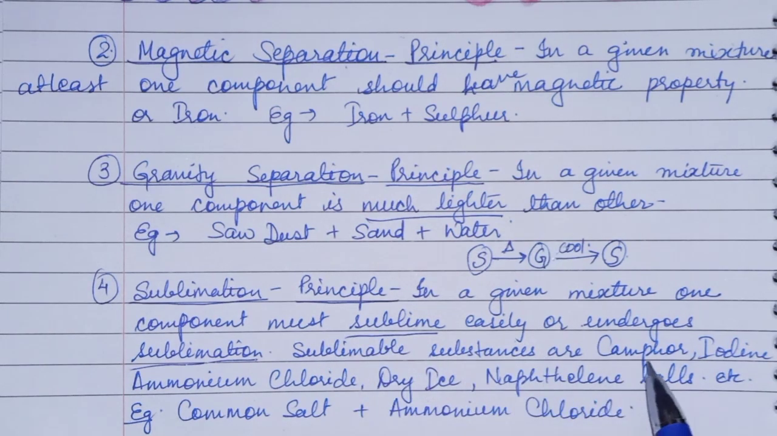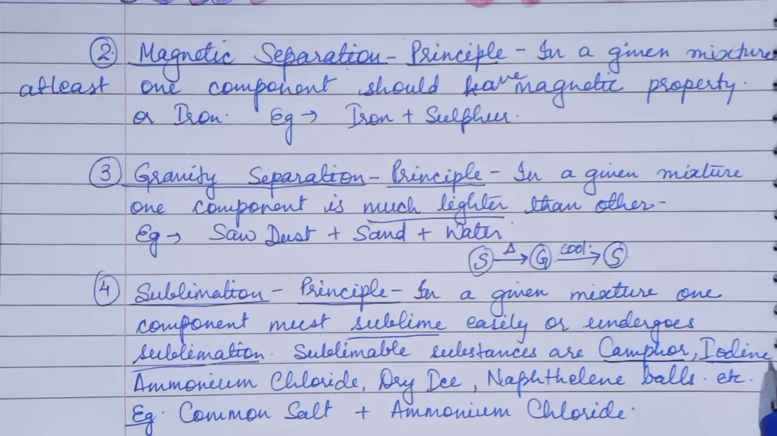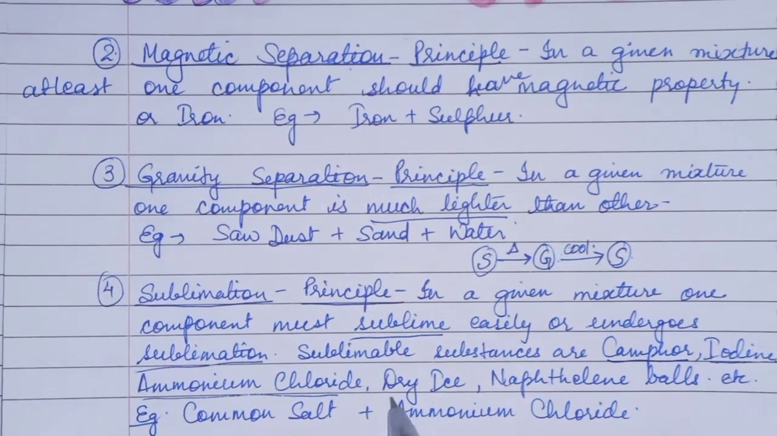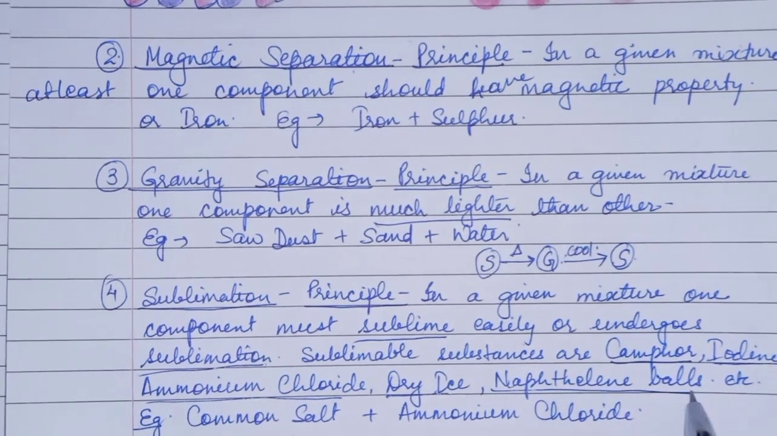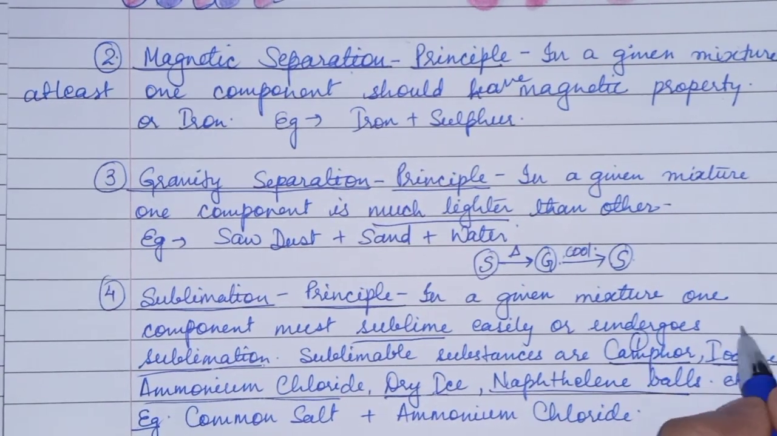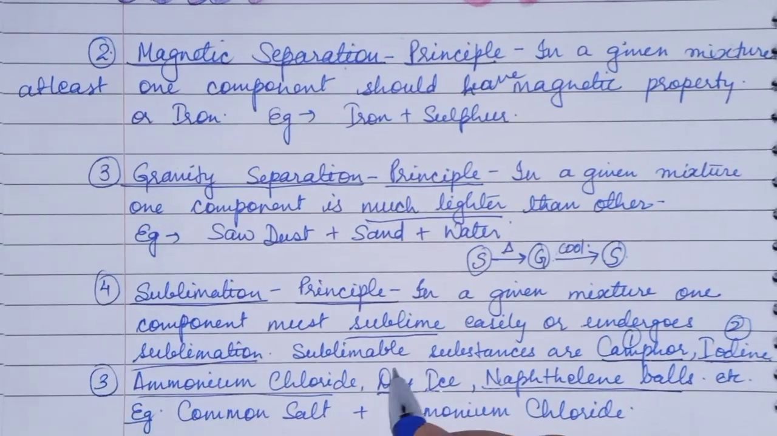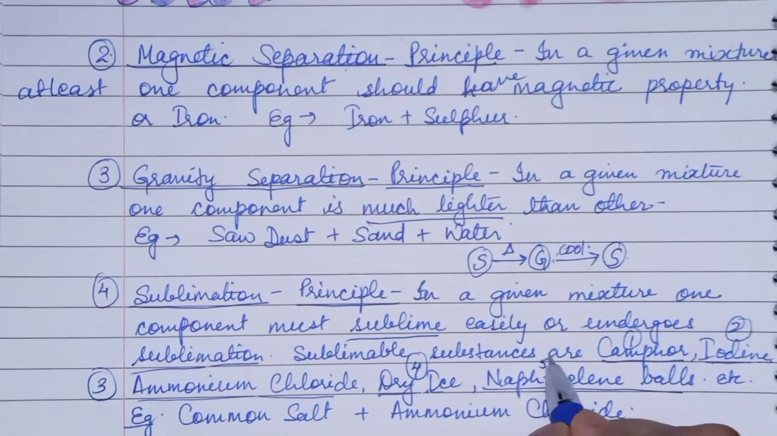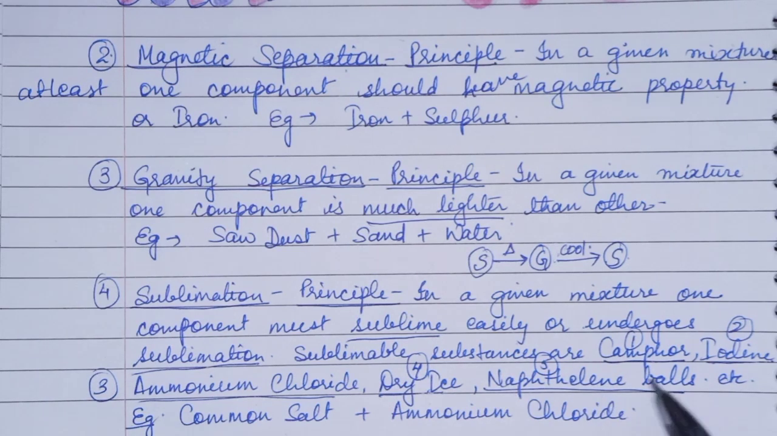Now you have to learn some examples. Here are camphor, iodine, ammonium chloride, dry ice, and naphthalene balls. Five examples are there: 1, 2, 3, 4 and 5. In your syllabus, the mixture must contain these only. These five must be present in the mixture. So if any of these five is present in the mixture, you can easily say the components can be separated by the sublimation process.